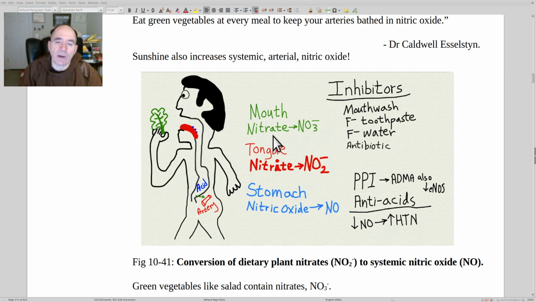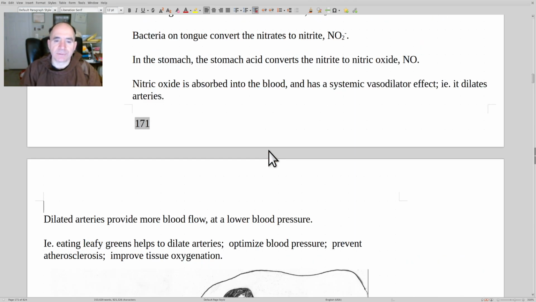This is another reason why you want to avoid things in your mouth that can damage these things. So fluoride toothpaste, fluoride drinking water, antibiotics, mouthwash all have a negative effect on this. So I wouldn't use any of those things. PPIs are proton pump inhibitors, and they decrease the acid. They can have a negative effect on this as well. Antacids can have a negative effect on it as well. This is also why Esselstyn, for his really sick patients, will tell them to eat greens almost most of the day, because he thinks that keeps their arteries better bathed in nitric oxide.